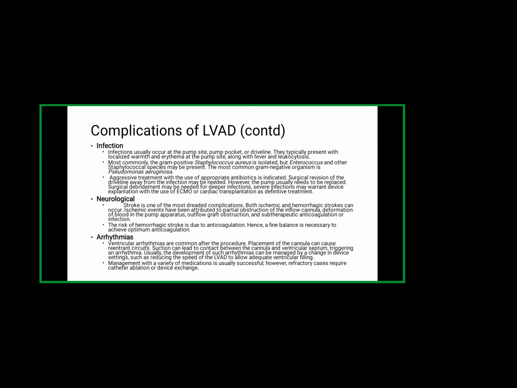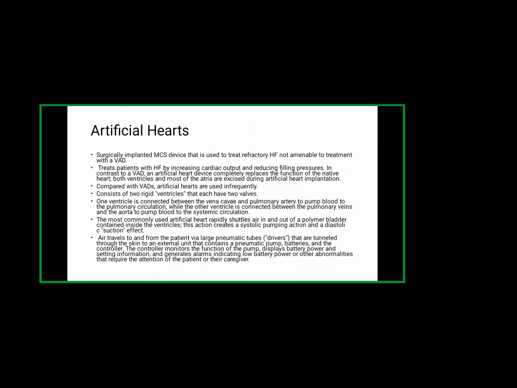Refractory cases may require catheter ablation or exchange of the device. Okay, so the next thing I'll talk about for the mechanical circulatory support devices are what is called artificial hearts. Artificial hearts are surgically implanted mechanical circulatory support devices that are used to treat refractory heart failure, which are not amenable to treatment with a VAD, the ventricular assist device.